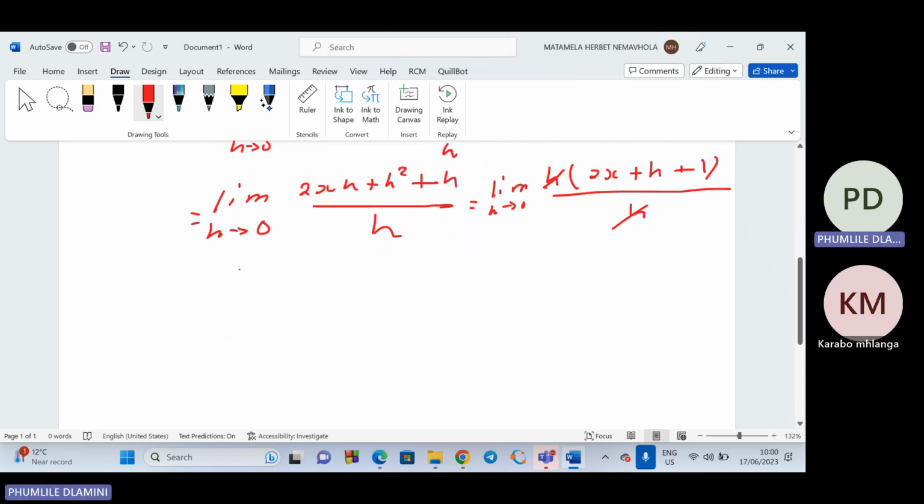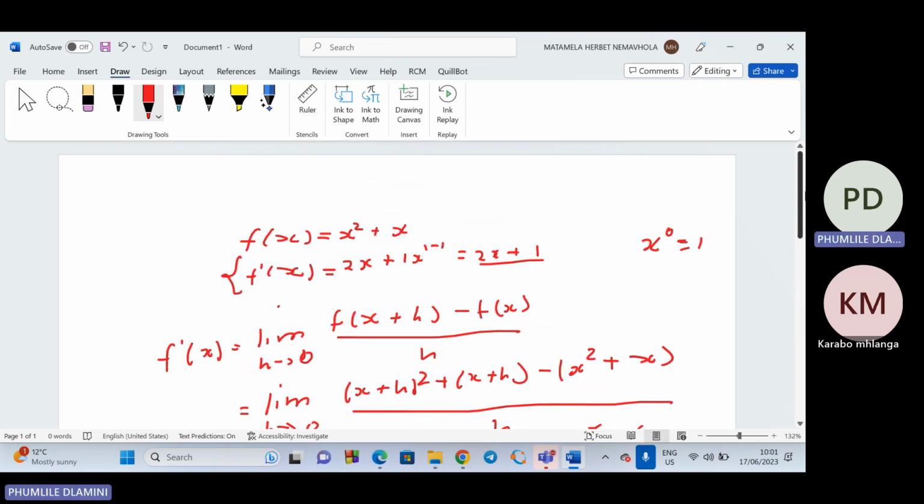Then we will remain with limit, when h approaches 0, of 2x plus h plus 1. So now if we put 0 where there's h, you're going to see that we're going to be left with 2x plus what? Plus 1, which is exactly the same as the one that we first wrote there using the formula.